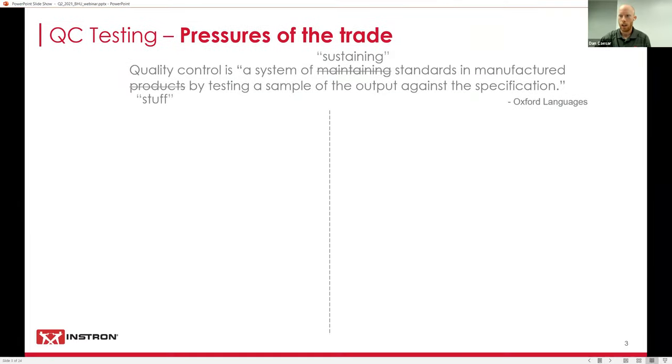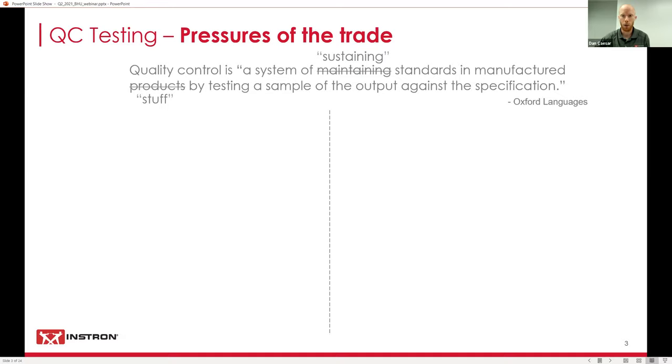Okay, so pressures of the trade. Just as a quick start, just as a definition, Oxford Languages defines quality control as a system of maintaining standards in manufactured products by testing a sample of the output against the specification.